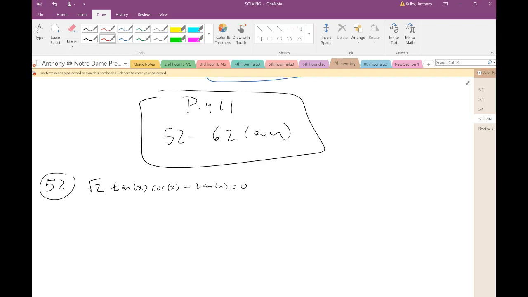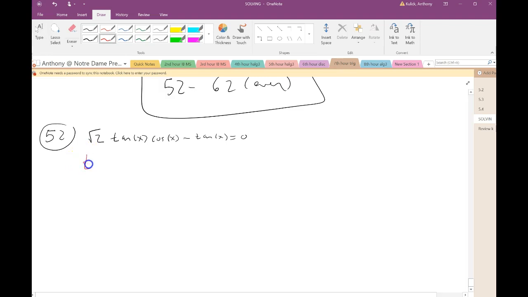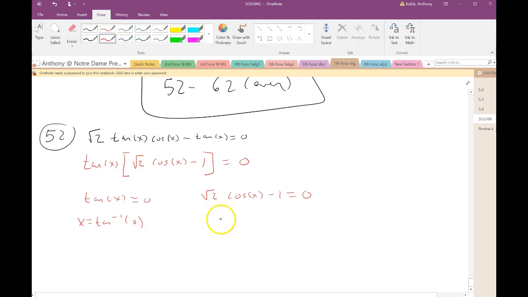My plan is to go through the 52 to 62 evens homework from last time. So, if I take a look at number 52, the first thing you should do is take out a tangent. Now that this is in factored form, you can apply the zero product property to break it into two problems. Then we can do tan inverse to both sides. We can add 1 and divide by the square root of 2 and do cosine inverse to both sides.